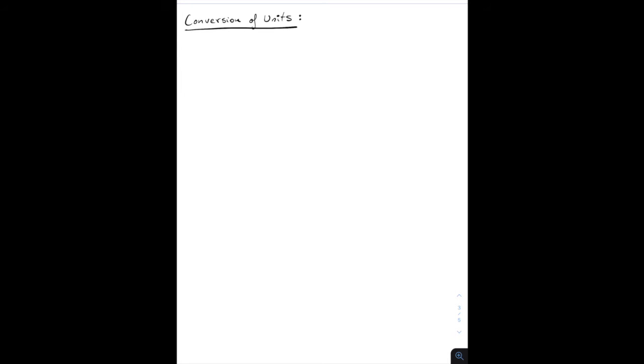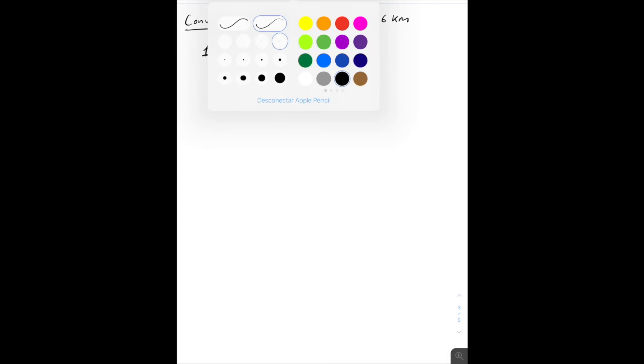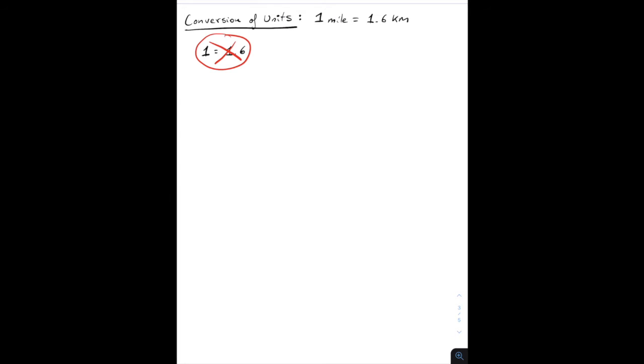So let's take a simple example and explore this conversion of units. In the case of miles and kilometers, 1 mile is equal to 1.6 kilometers. What we mean here is not that 1 is equal to 1.6. That's not what we mean at all. This is wrong. What we mean is that 1 mile represents 1.6 kilometers.